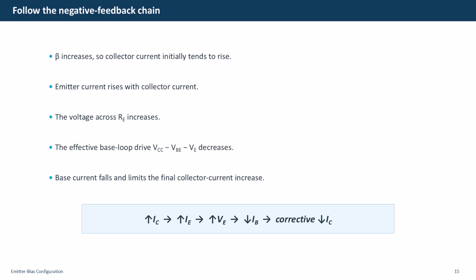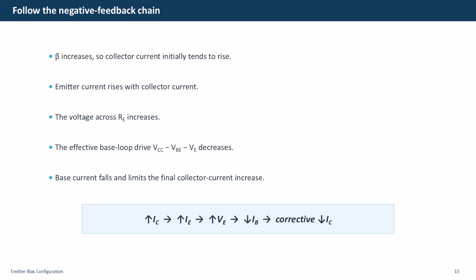Emitter current follows, causing a larger voltage drop across the emitter resistor. The emitter voltage therefore rises. Since the base supply is fixed, the larger emitter voltage leaves less effective voltage to drive current through the base loop. Base current falls, reducing the collector current from the value it would otherwise reach. The loop acts automatically and continuously. This is DC emitter degeneration.